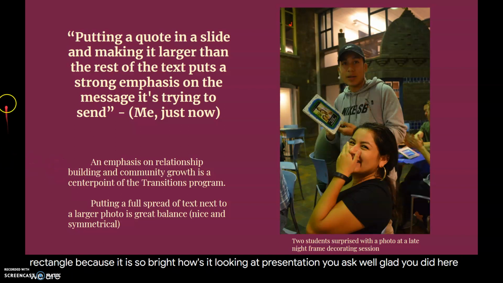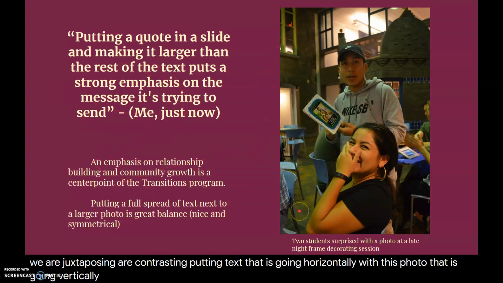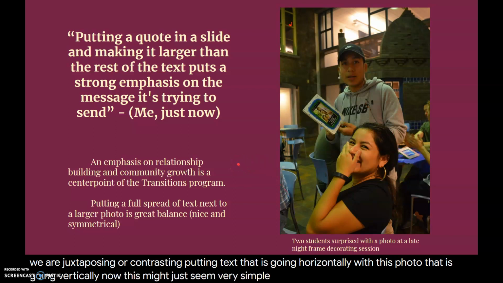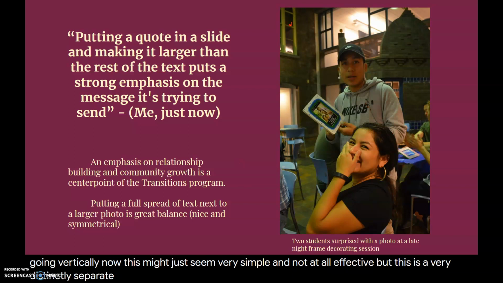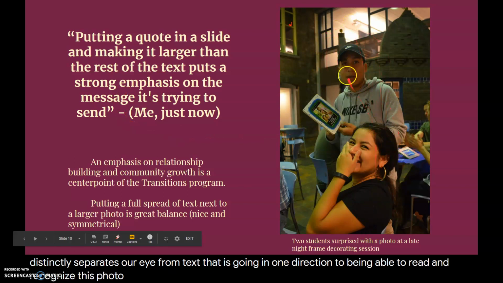Here we are juxtaposing or contrasting, putting text that is going horizontally with this photo that is going vertically. Now this might just seem very simple and not at all effective, but this very distinctly separates our eye from text that is going in one direction to being able to read and recognize this photo as being vertical and examining it as so.